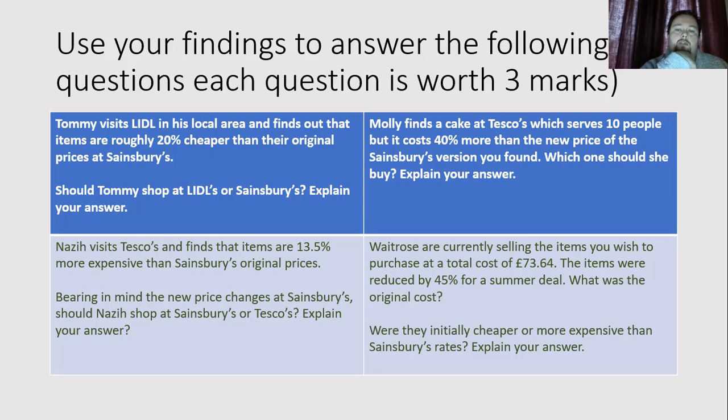Your next question is: Waitrose are currently selling the items you wish to purchase at a total cost of £73.64. The items were reduced by 45% for a summer deal. What was the original cost? Were they initially cheaper or more expensive than Sainsbury's rates? Explain your answer.